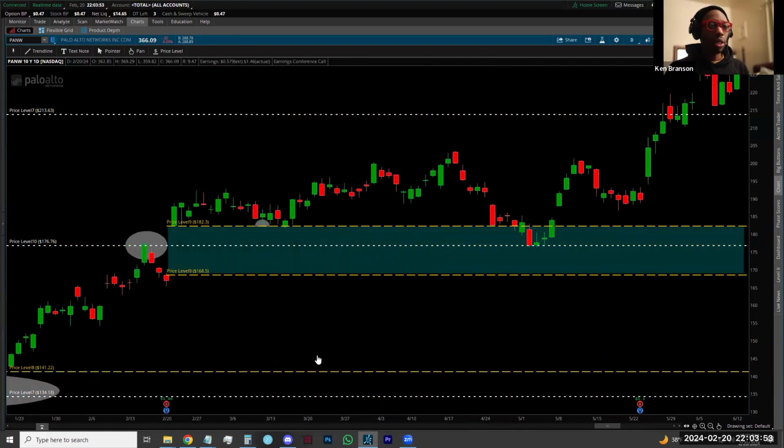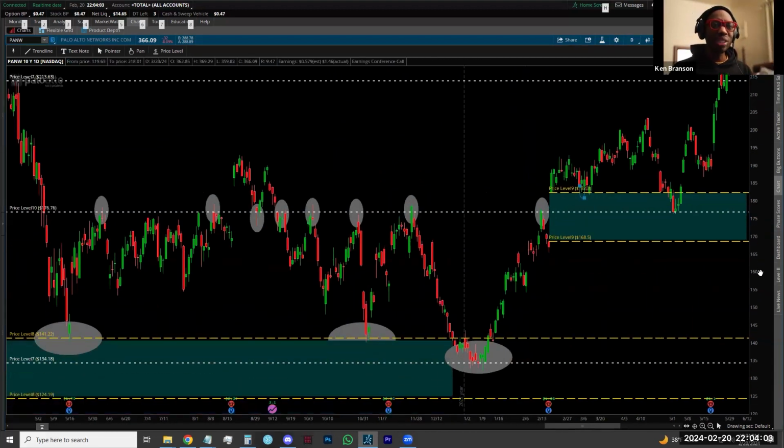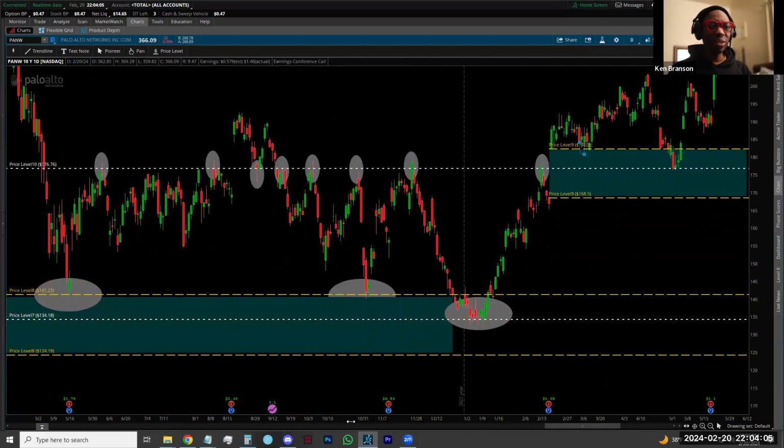So guess what? Now we've got a gap. Price came back, revisited the gap, found buyers. Price came back down, revisited that same exact support line that we drew. Doesn't it look very similar to what happened down here, y'all?